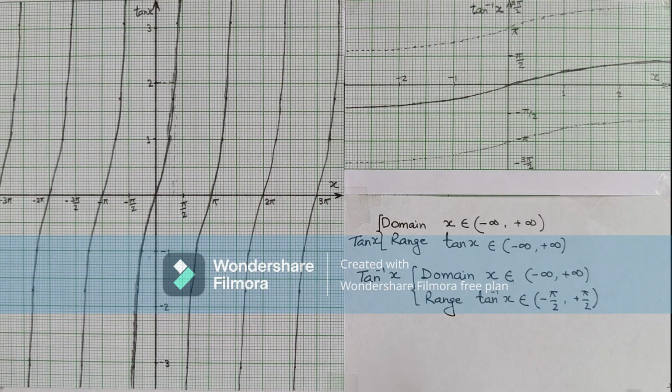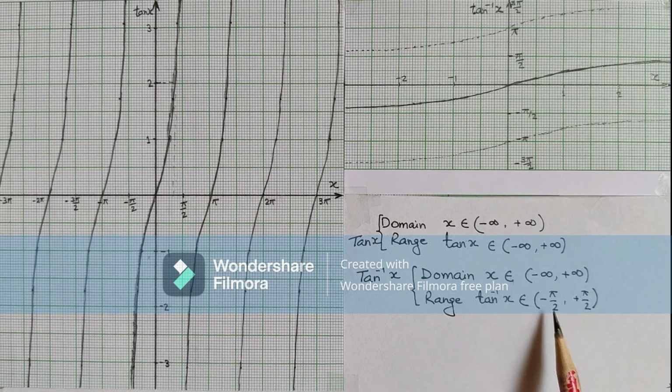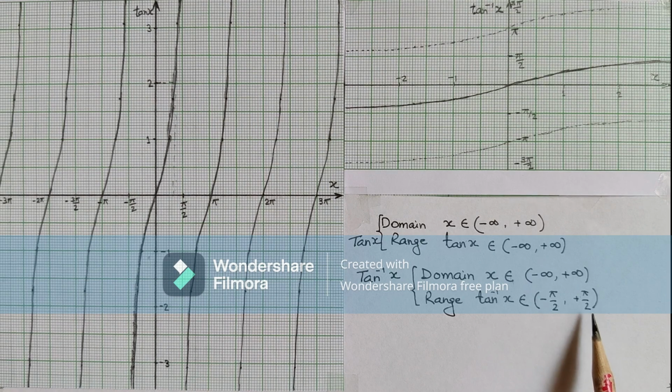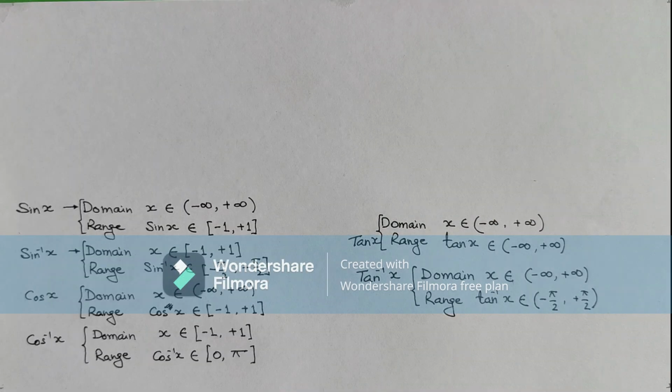Also note that since x cannot have a value of infinity, either positive or negative infinity, it can have very large values but cannot be infinity. Hence tan inverse x cannot exactly touch minus pi by 2 or plus pi by 2. This remains an open interval, which means minus pi by 2 and plus pi by 2 themselves are not included in the range. So here is a summary.